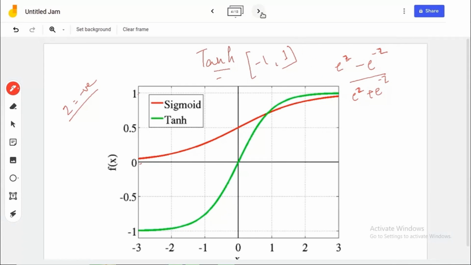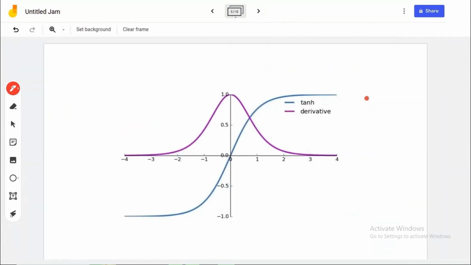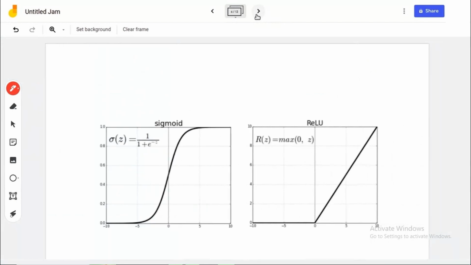Now again the derivative is pretty easy here. The derivative is equal to 1 minus a square, where a is e to the power z minus e to the power minus z by e to the power z plus e to the power minus z. Simple. Again, it's very easy to calculate this, and this is because you already know the value of a. It has already been calculated here. Okay, so now let us move on to the next function.